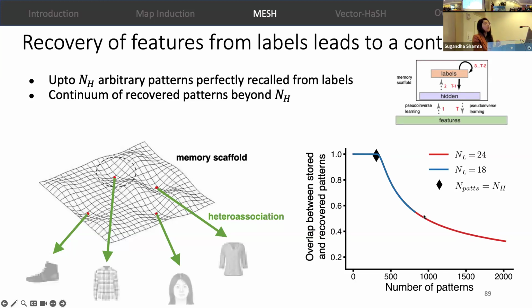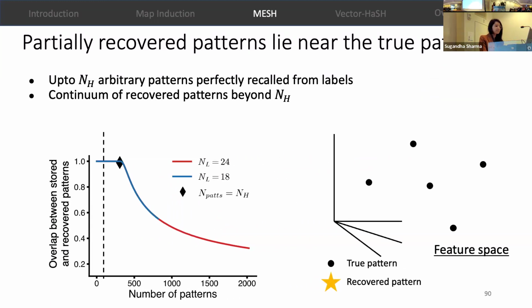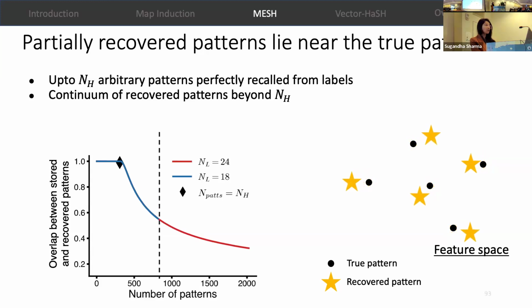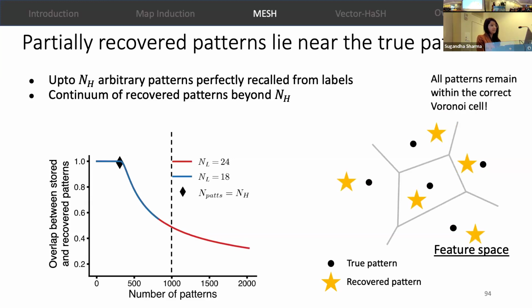And although these patterns are partially recovered, we find that the partially recovered patterns still continue to lie near the true patterns. So if we examine the feature space, we find that the recovered patterns lie on top of the true patterns for up to the storage of N_H patterns. Beyond N_H, we have a gradual departure of recovered patterns from true patterns. However, these patterns still continue to lie within the correct Voronoi cells.